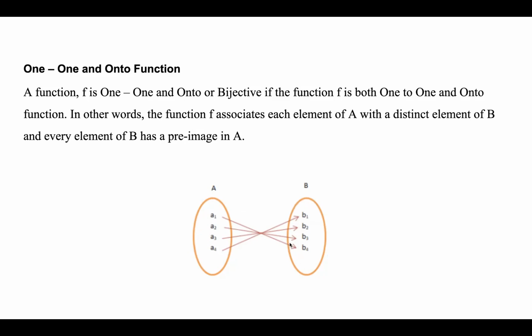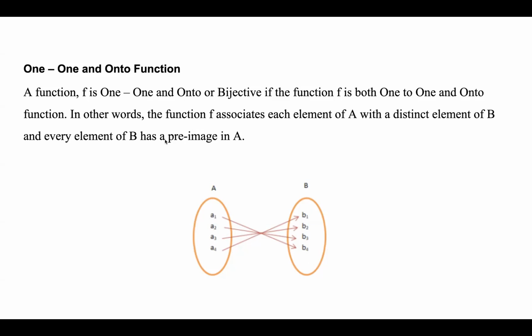And these B1, B2, B3, B4 are all covered with the assignment of elements of A. So as all the elements of A are assigned with distinct elements of B, it is a one-to-one function, and all the elements of B are covered, so it is an onto function. As both are there, we can call it a one-to-one and onto function or bijective function. One single word for that is bijective function.